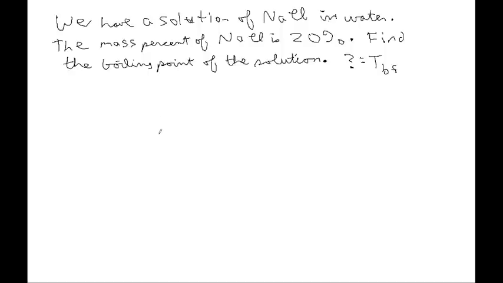Good. What might be a good equation to use on this problem? Delta T B is equal to KB times m times i. Actually, no. Wait a minute. That is a good equation. Should this be capital M or little m? Little m. Now, do we know any numbers we can plug in here? What would we plug in for KB? It would be 0.512.